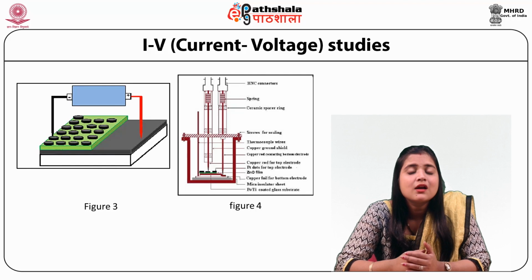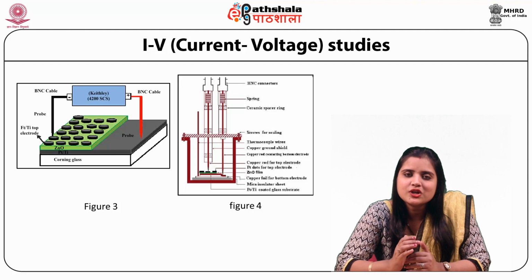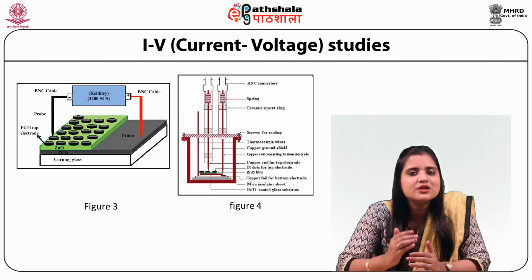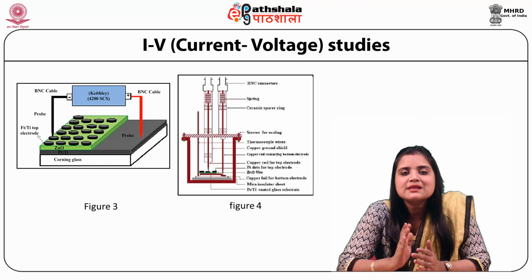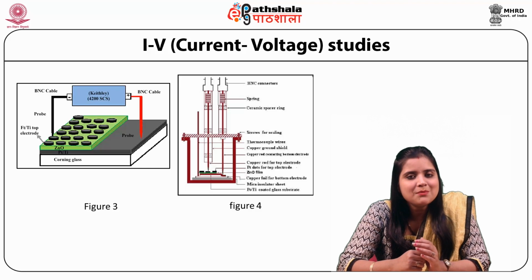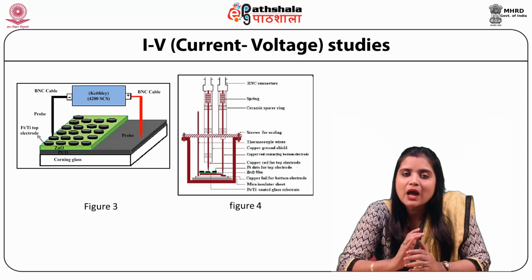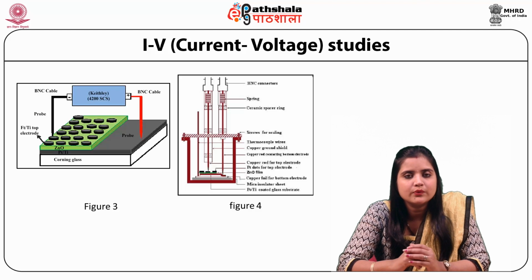We next discuss the current voltage studies, or IV studies. Electrical properties of the metal oxide thin films can be studied in the metal semiconductor metal configuration, which is also known as MSM configuration, as shown in figure 3. The schematic diagram of a three-terminal sample cell that is commonly used for electrical characterization of thin films is also shown in figure 4.